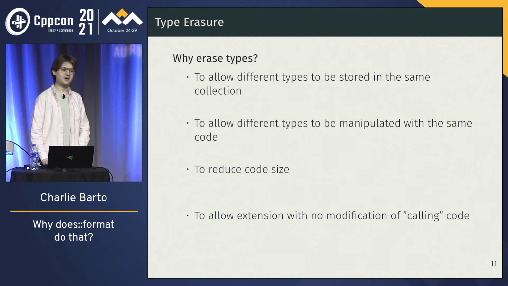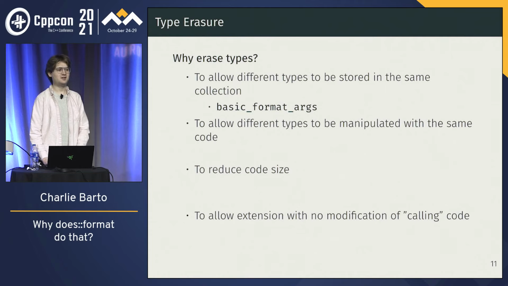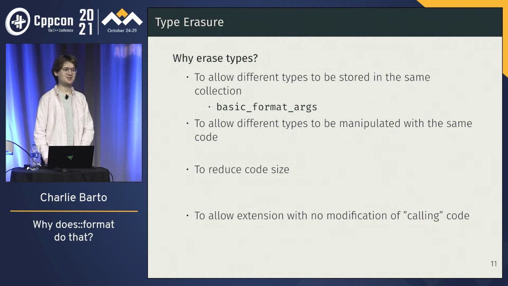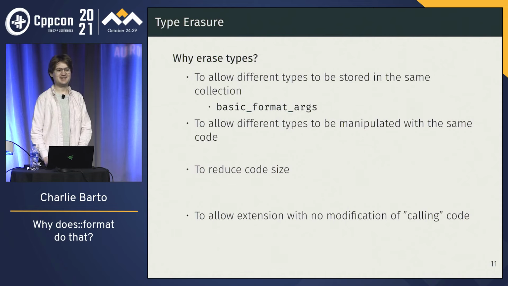Format uses type erasure for everything under the sun. We need to store the arguments you pass in a collection. sprintf needs to do this too. sprintf, unfortunately, doesn't get to choose which data structure it uses. It gets to use the stack. That's the data structure you get. But we get to choose.